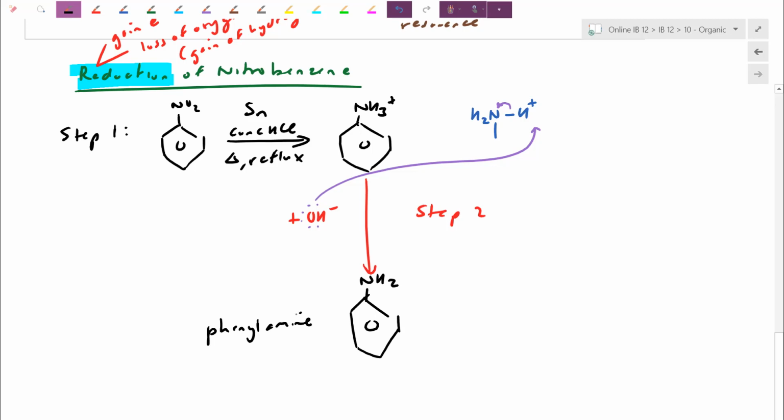Because this has to take place in 2 steps, you notice it's sort of contradictory, because we actually added acid and then we add base. These are definitely not mixed in the same mixture, right? Or else the hydroxide would just neutralize the acid and neither of these reactions would occur.